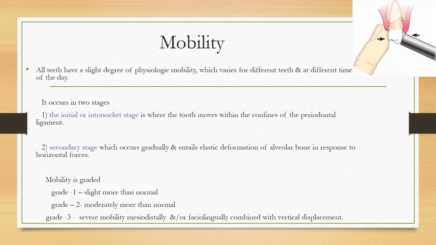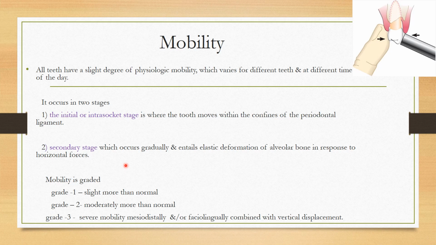Coming to the mobility, all teeth have a slight degree of physiological mobility, which varies for different teeth and different times. It occurs in two stages. The first is within the socket, where the tooth moves within the confines of the periodontal ligament. The second stage occurs gradually and entails elastic deformation of the alveolar bone in response to horizontal forces.